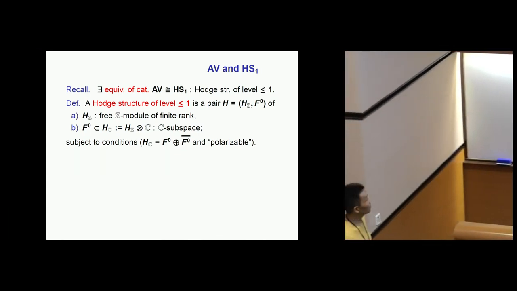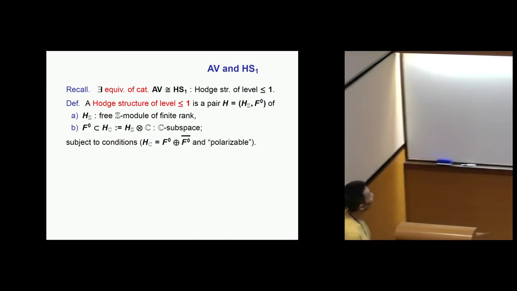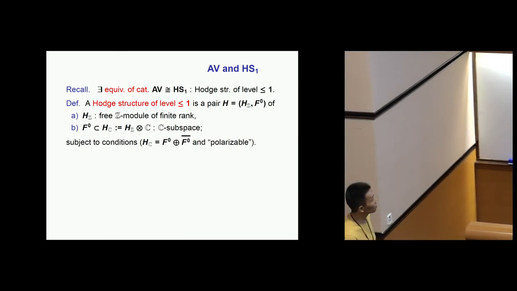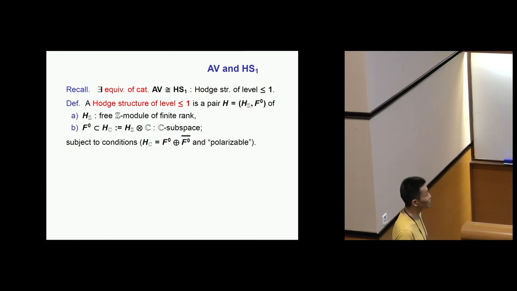This is a relation between abelian varieties and Hodge structures of level one. The basic fact is the equivalence between these two categories, the category of abelian varieties and that of Hodge structures of level one. The definition of Hodge structures of level one is recalled here. An object of this category is just a pair of a free Z-module of finite rank H_Z, together with this extra information, the Hodge filtration F^0. In this case, the Hodge filtration is just one C-linear subspace of H_C, where H_C is the base change of H_Z to C, subject to some conditions. The most important condition is this Hodge decomposition. And also, we assume this is polarizable.